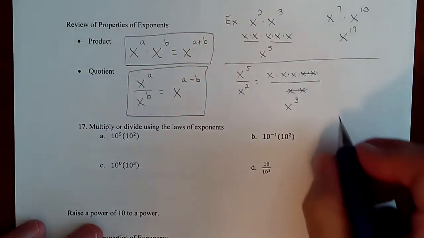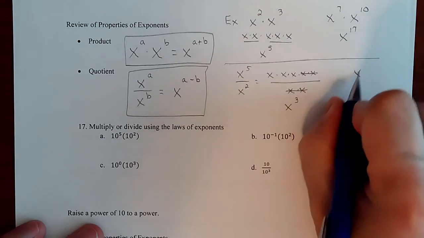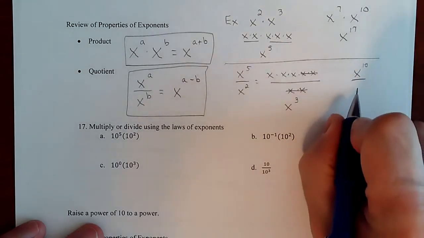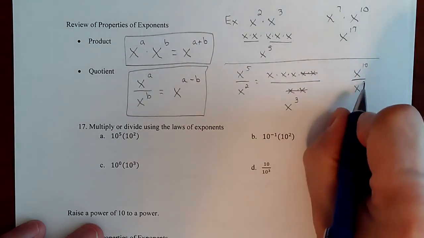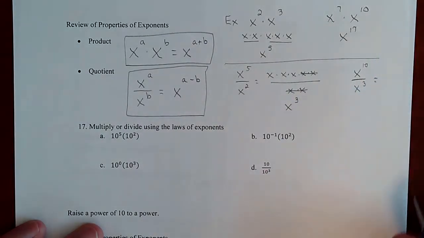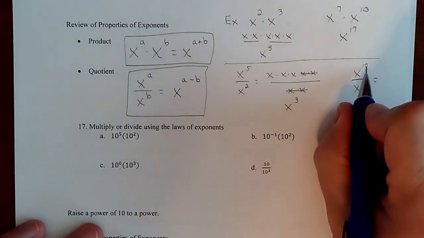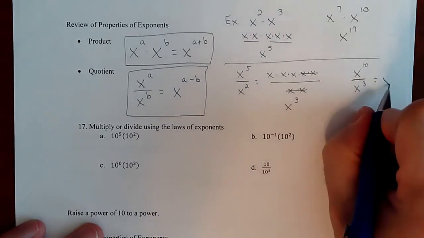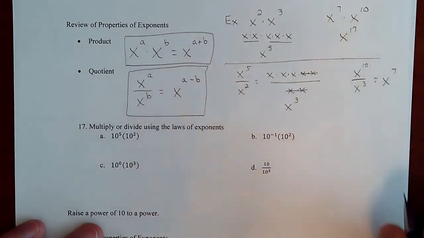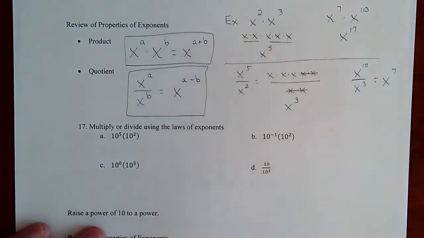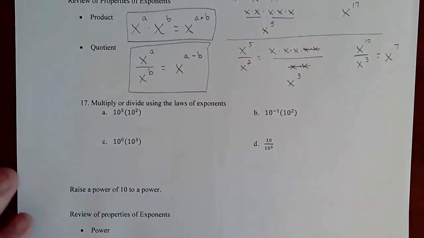All right. Let's do one more example. So let's say you have x to the 10th divided by x to the 3rd. Rather than writing it all out, you're just going to take top minus the bottom. So 10 minus 3 is going to get you a 7. Okay, so you just got to kind of figure out which one you got going on.